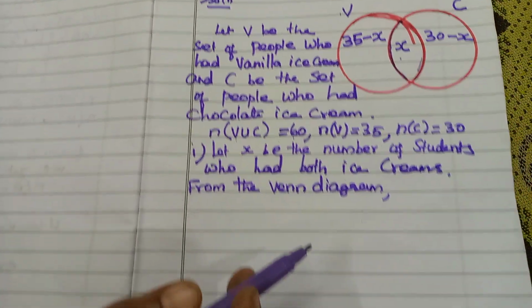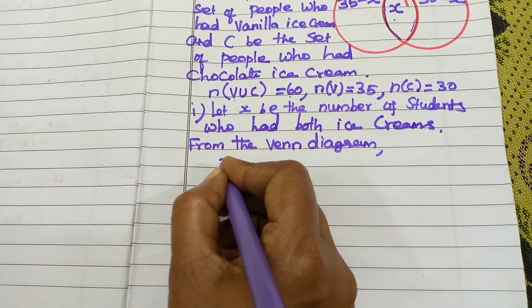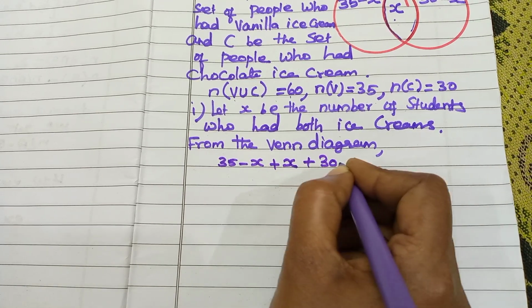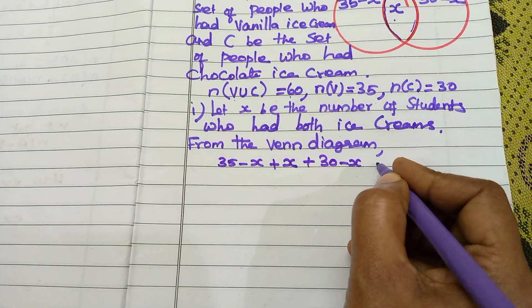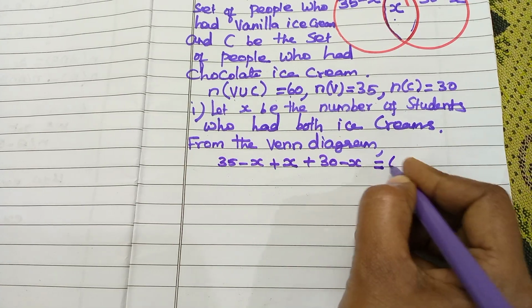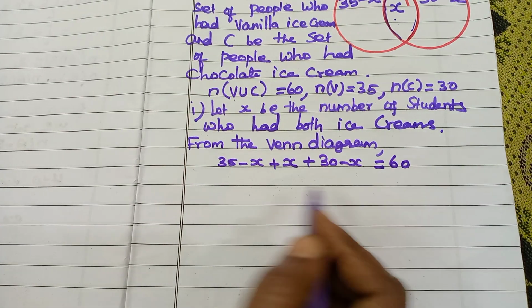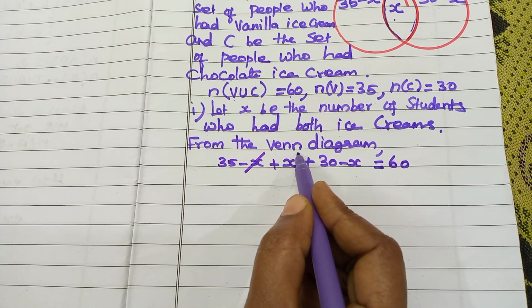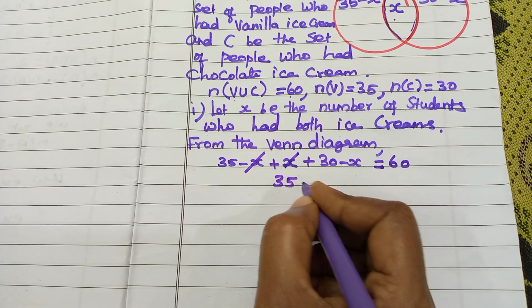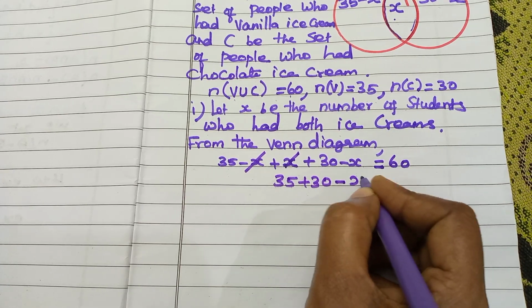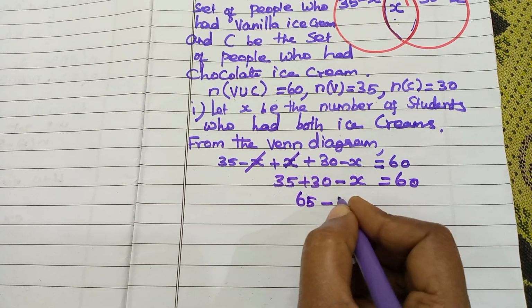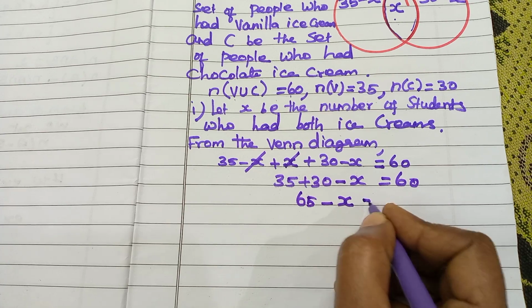So from the Venn diagram we can write 35 minus X plus X plus 30 minus X. Sum of all this both set, that means union, equal to B union C, that is 60. Did you understand? Now here the minus X plus X, 0, can be cancelled. Remaining, let us write 35 plus 30 minus X equal to 60. Now this both let us add it: 65 minus X equal to 60.